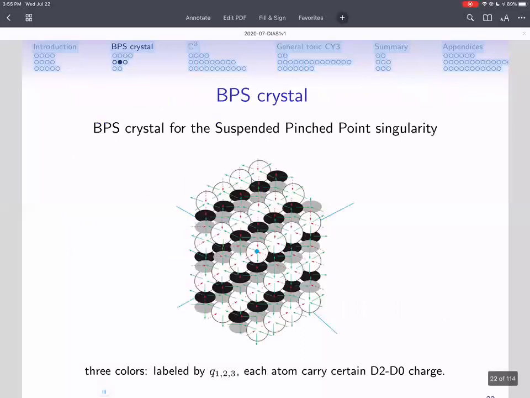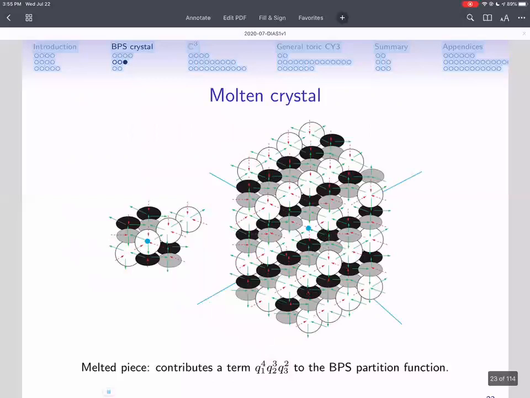So this is an example of a BPS crystal for a particular Calabi-Yau here. It has three colors, white, black, and gray, so it corresponds to three different gauge groups. Each atom here carries a certain combination of the D2 and D0 charge. So here's some terminology.